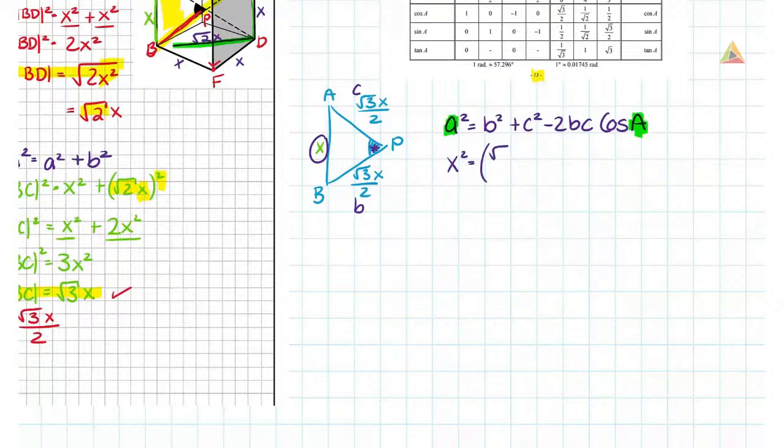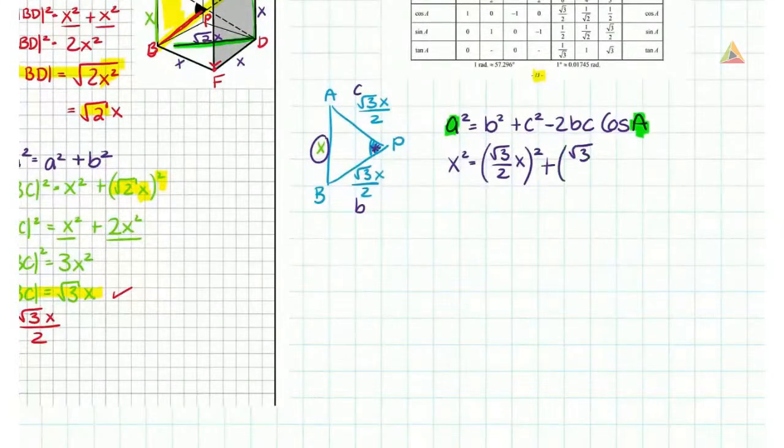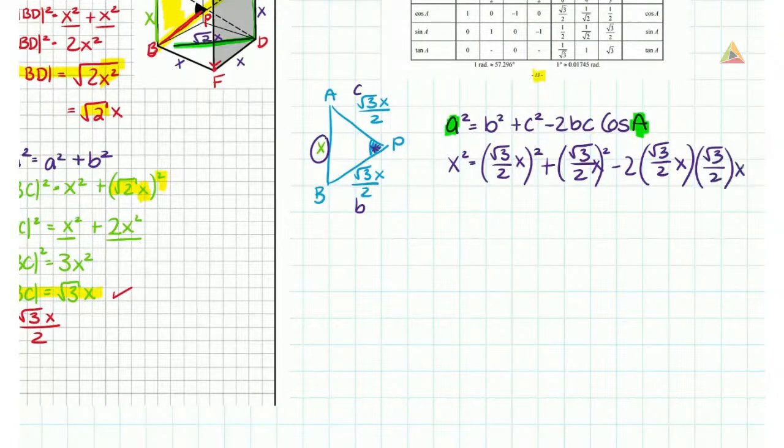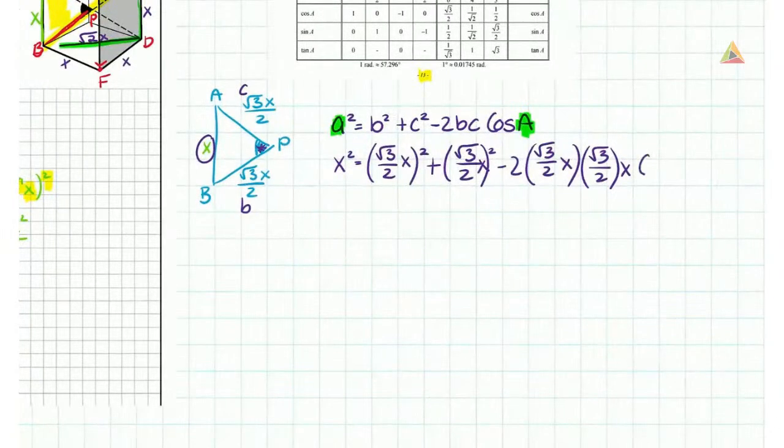So that's going to give me root 3 over 2x all squared plus root 3 over 2x all squared minus 2 times root 3 over 2x times root 3 over 2x times the cos of the angle A, which is what we're looking for. Okay, so as you can see, we are now left with an equation in one variable, which is always solvable.